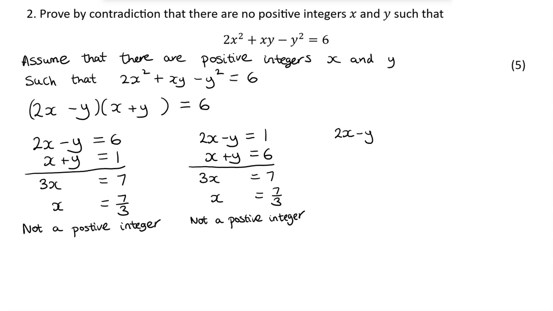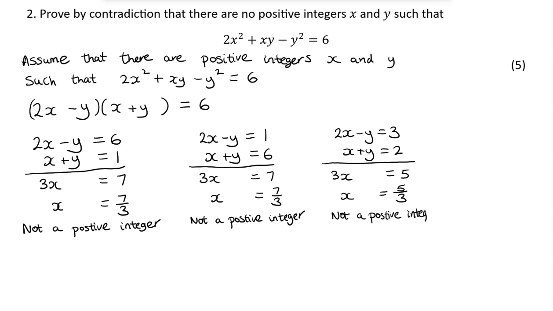2x minus y equals 3, and x plus y equals 2. So you've got 3 in one bracket, 2 in the other. And yet again, I'm going to add both equations together. And I get that x is 5 over 3, and that's not a positive integer. So not looking good for saying that x and y are positive integers.